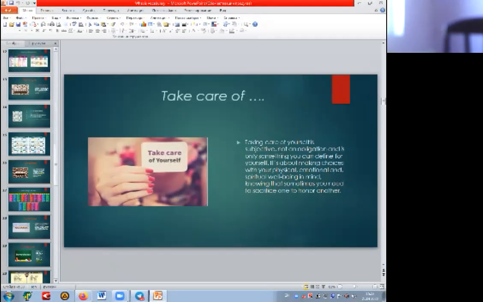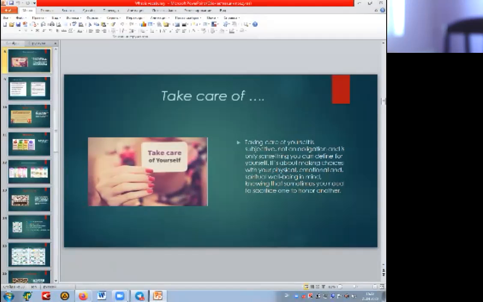Okay. Take care of being that. Making certain about your physical, emotional, spiritual well-being in your mind. And you need one another. That's about somebody.